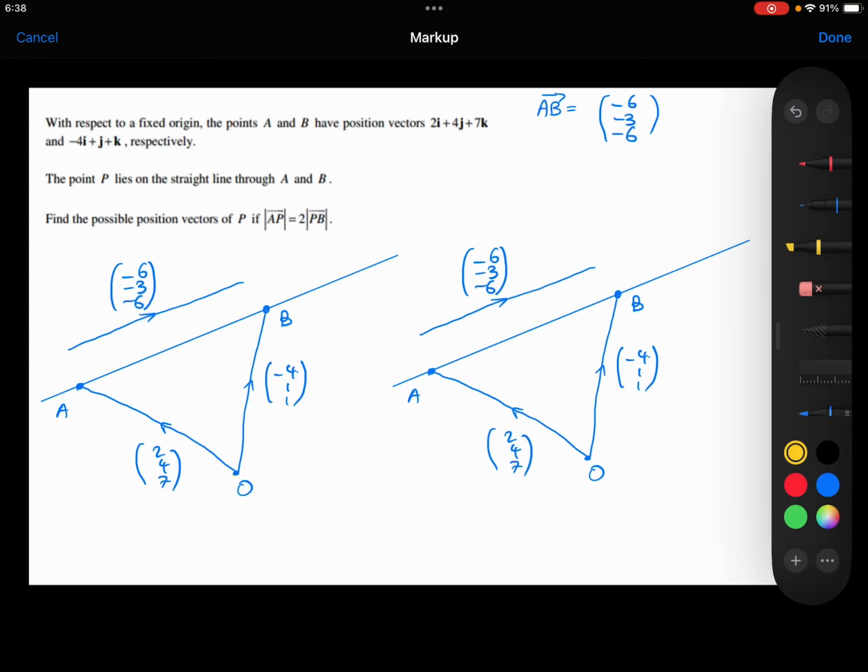Relative to a fixed origin, the point A has position vector (2, 4, 7). The point B has position vector (-4, 1, 1).